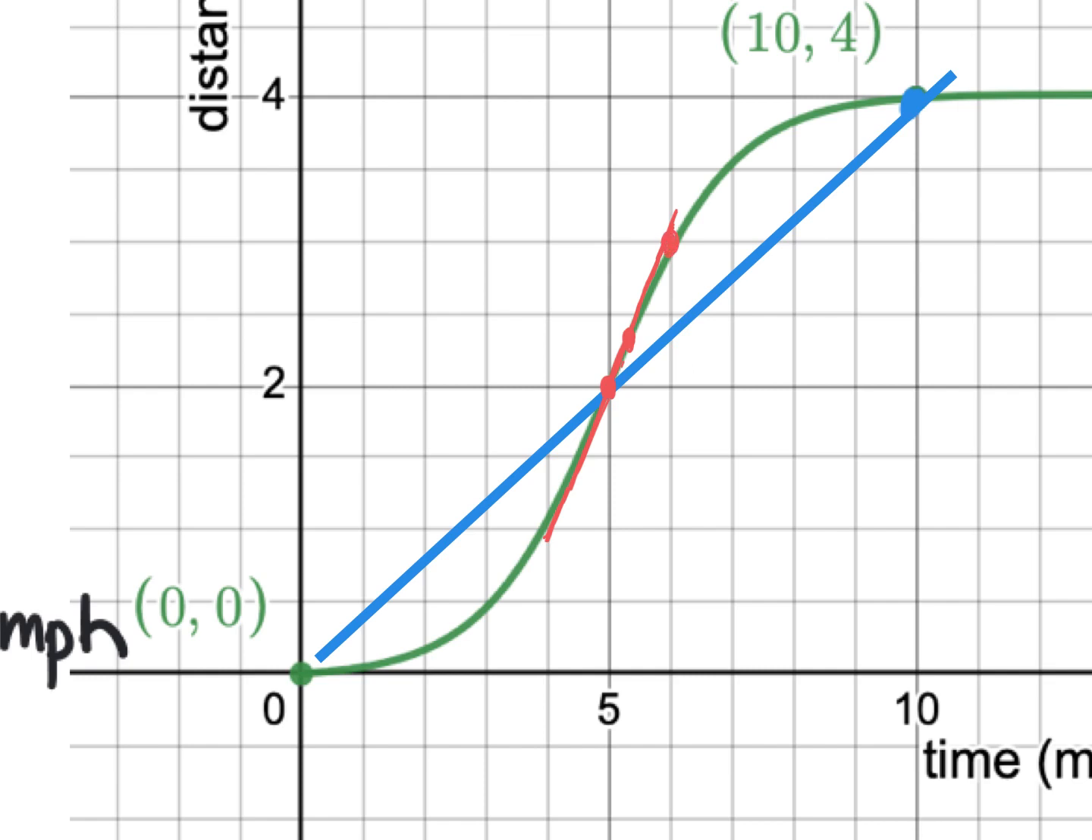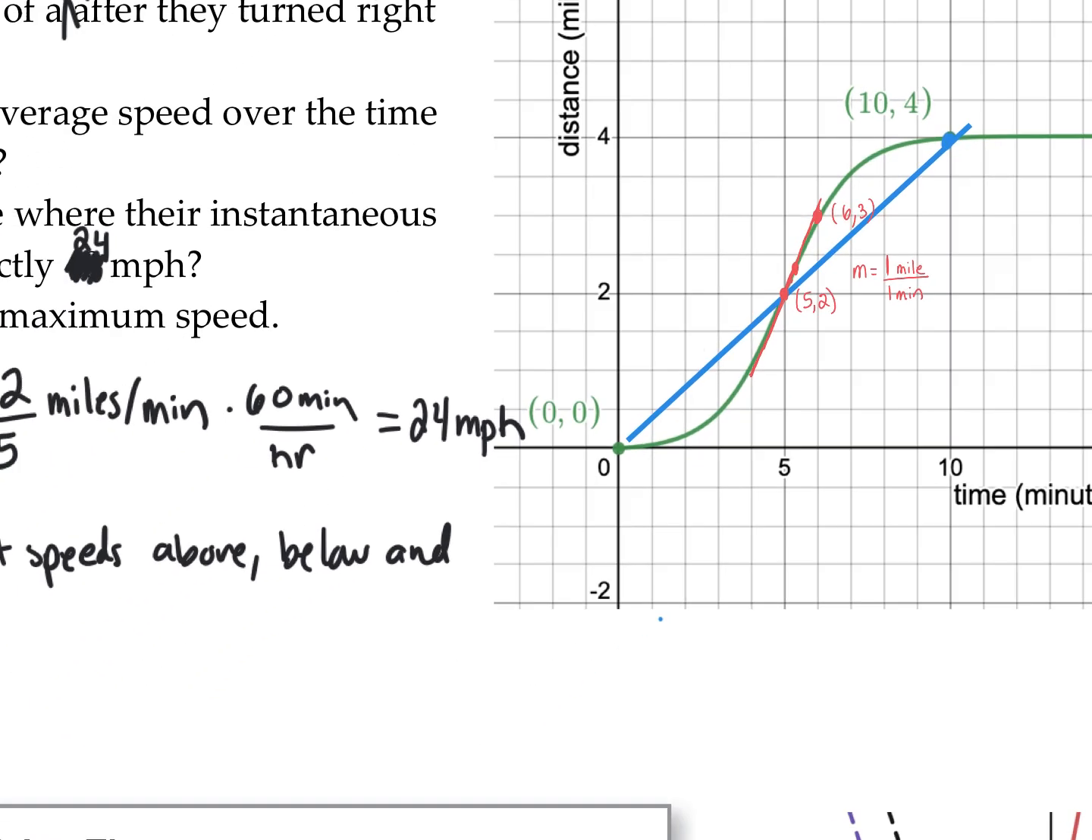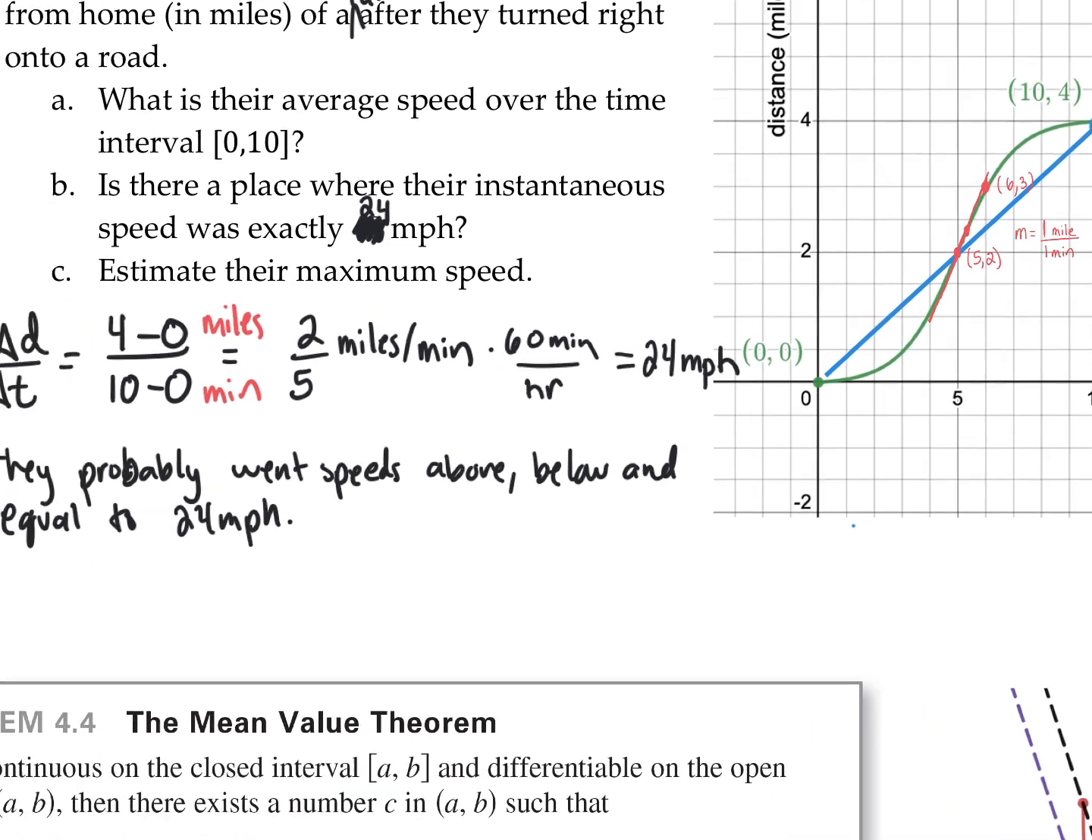Again, we're just estimating. So if I look at that place is at 6, 3, and this was at 5, 2, and so it looks like our slope is about 1 mile per 1 minute, and maybe you recognize that as being 60 miles per hour.